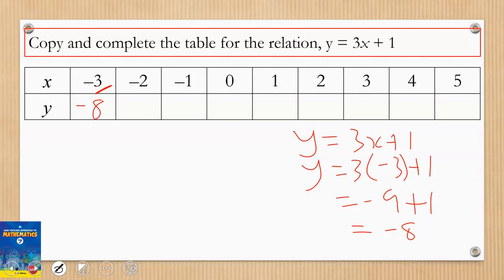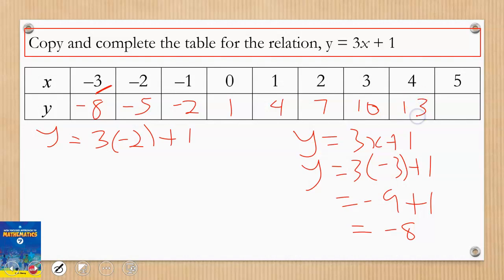I'll do the same thing for maybe -2, and then again we have -2 times 3, which will give us -6 plus 1, and that will give us -5. If you put in -1 also, you have -3 plus 1, and that will be -2. If you put in 0, you have 1. If you put in 1, you are going to get 4, and if you put in 2, you get 6 plus 1, which is 7. And if you put in 3, 9 plus 1, which is 10. If you put in 4, which is 12 plus 1, 13, and it goes in that order.